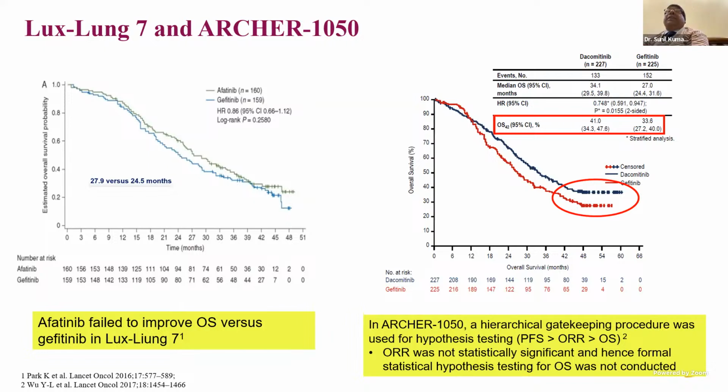Now you can see an important aspect of LUX-Lung 7 and ARCHER 1050. The important thing in LUX-Lung 7: afatinib failed to improve overall survival versus gefitinib. The curves are almost overlapping, and in ARCHER 1050 there is basically an assessment glitch, a hierarchical gatekeeping procedure. Basically, you have a multiple hypothesis setup, and that's why there is a response rate which was not statistically converted into overall survival. Next slide, please.